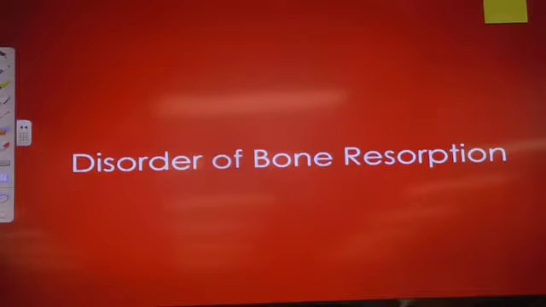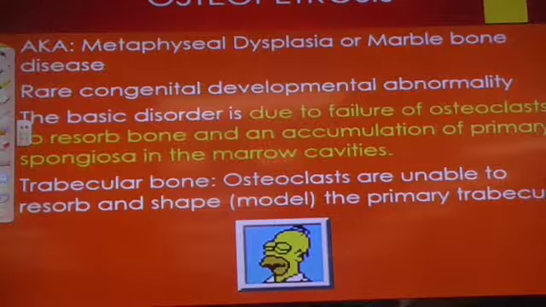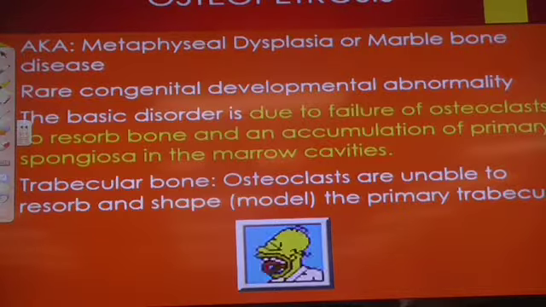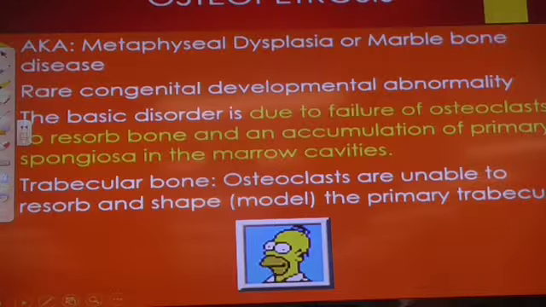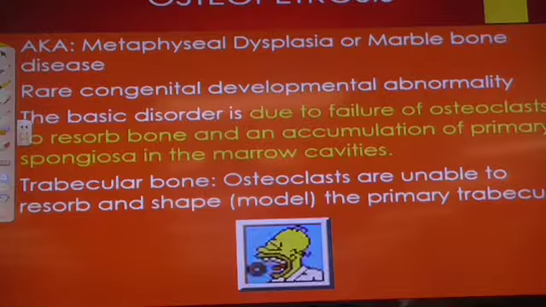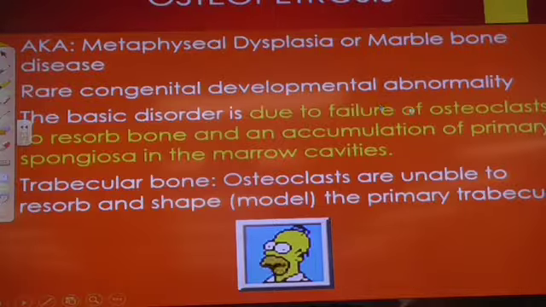Disorders of bone resorption. So the first one we're going to talk about is osteopetrosis, also known as metaphyseal dysplasia or marble bone disease. Marble bone meaning that it has sort of a marbling effect when you look at it grossly. And the disorder is due to failure of osteoclasts to reabsorb bone.